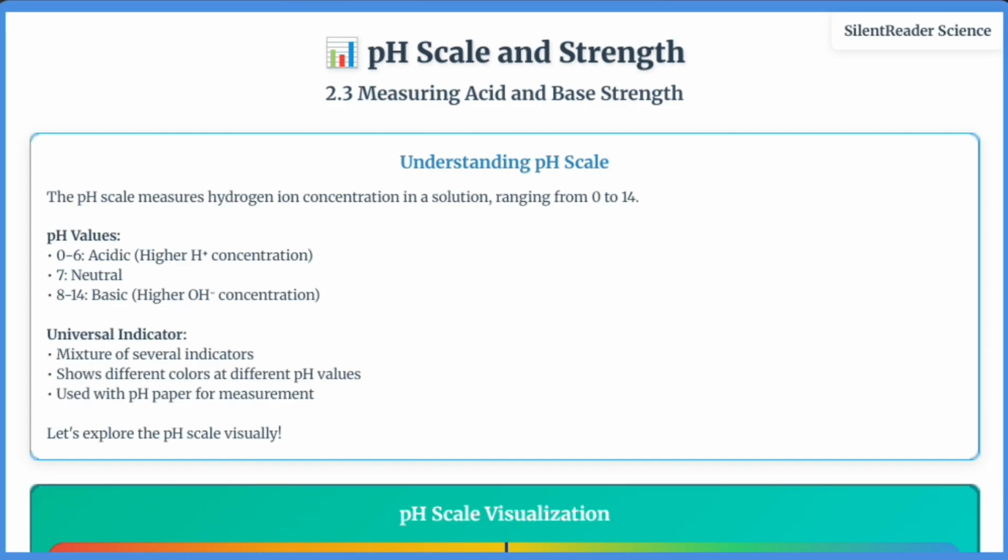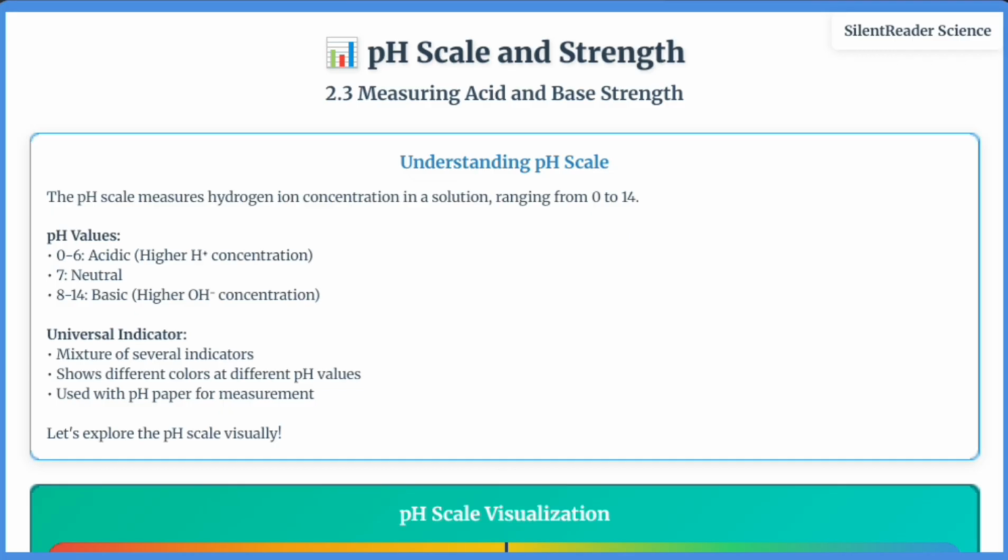It shows different colors at different pH values. Common substances have characteristic pH values. Gastric juice around 1.2, lemon juice around 2.2, pure water at 7.0, blood at 7.4, milk of magnesia at 10.0, and sodium hydroxide solution at 14.0.